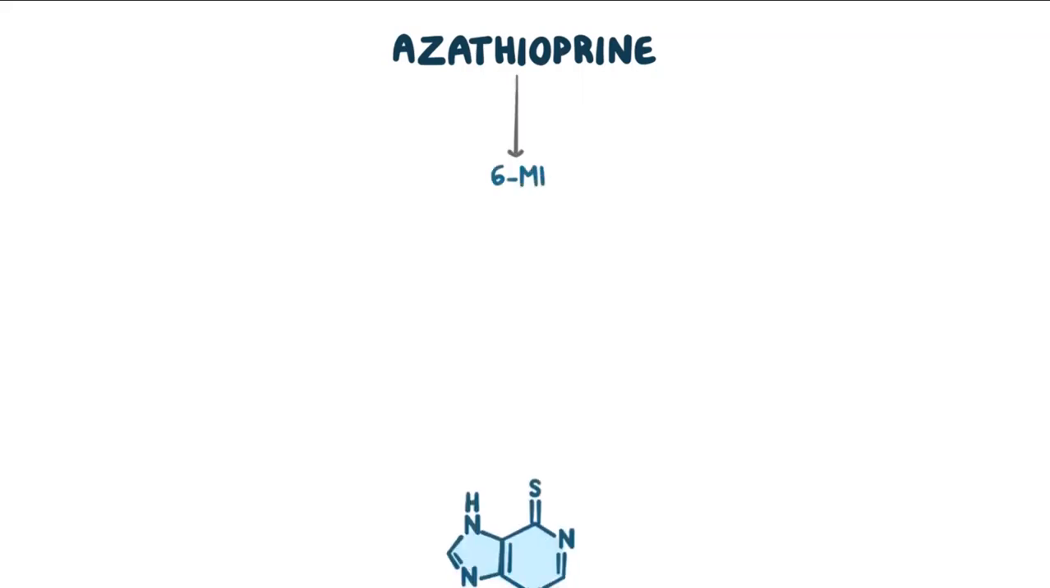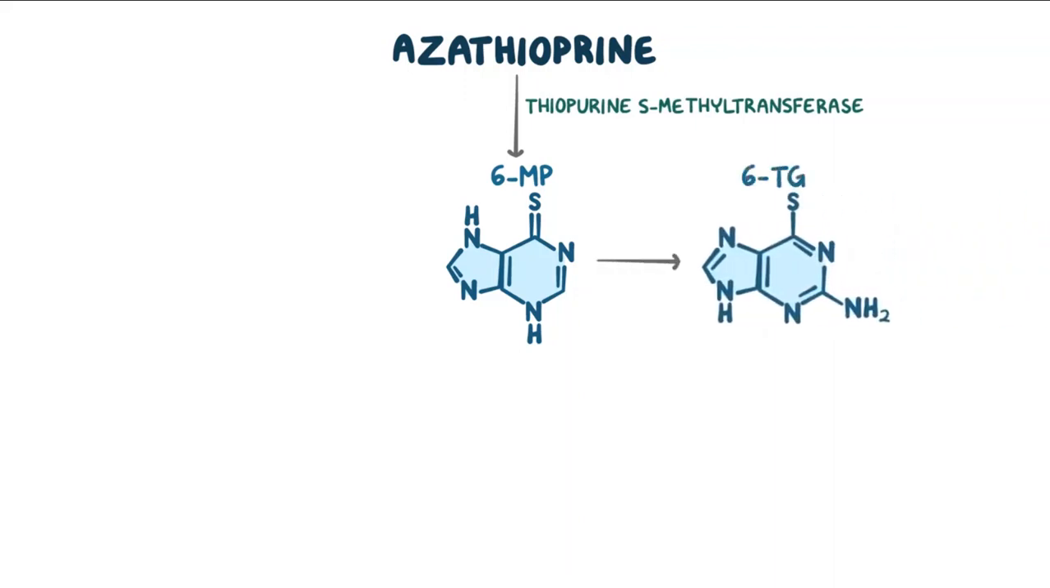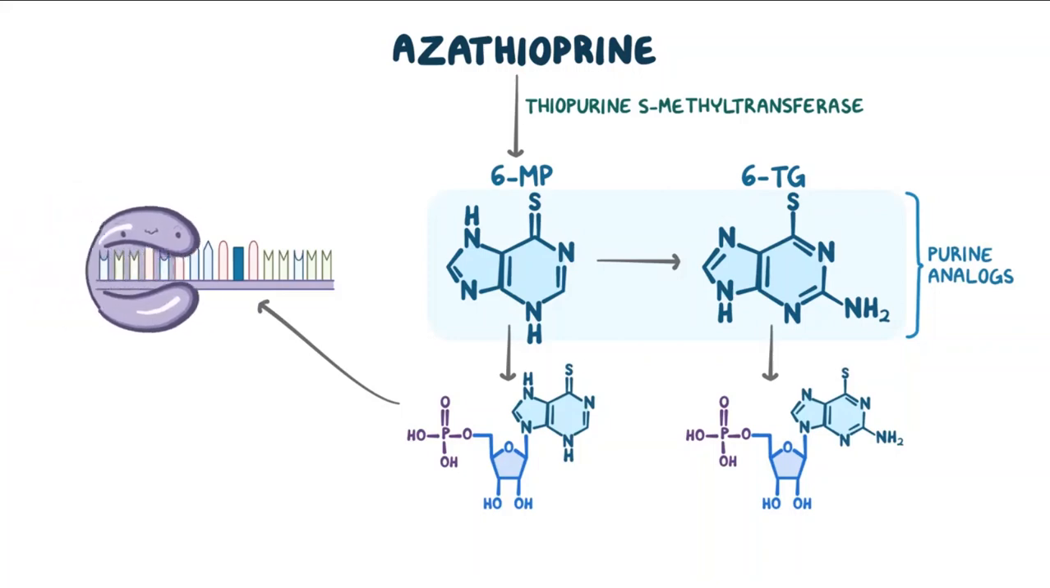Alright, let's start with azathioprine, which is the prodrug of 6-mercaptopurine, or 6-MP. Azathioprine is converted to 6-MP by the enzyme thiopurine S-methyltransferase, and some 6-MP is converted to 6-thioguanine, or 6-TG. Both 6-MP and 6-TG act as purine analogs and can conjugate with ribose and then get phosphorylated to form nucleotides. These nucleotides can mimic normal nucleotides and incorporate into DNA, halting DNA replication.